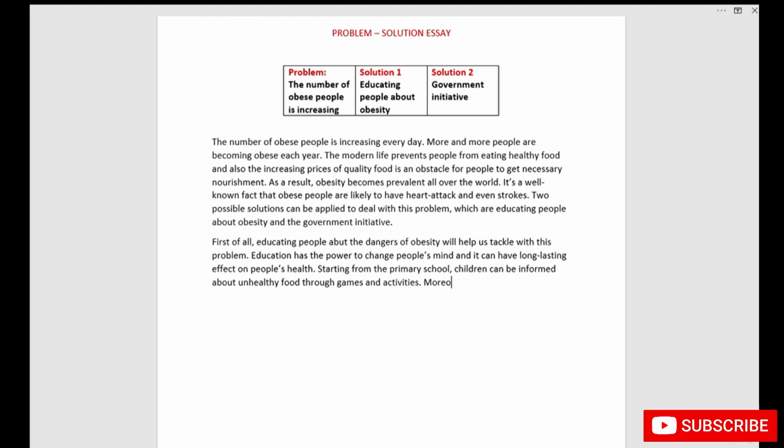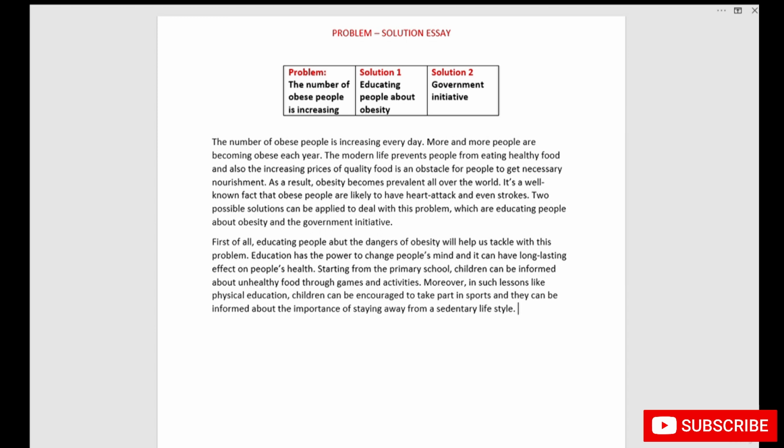Moreover, in such lessons like physical education, children can be encouraged to take part in sports, and they can be informed about the importance of staying away from a sedentary lifestyle.